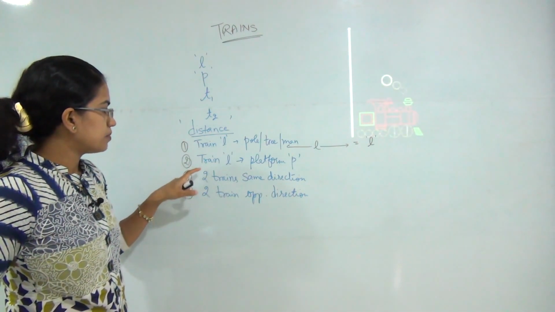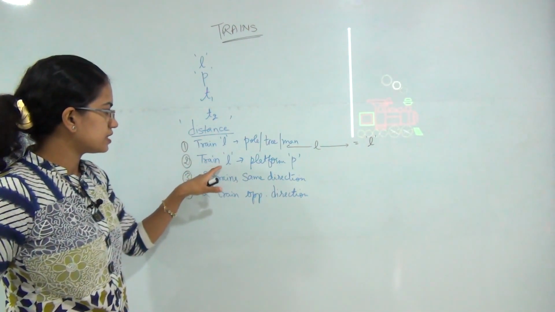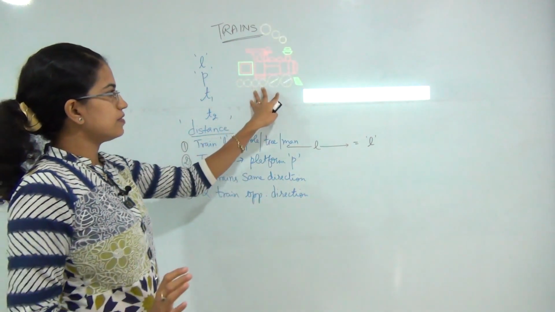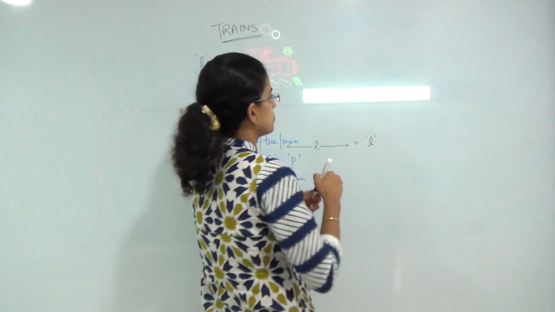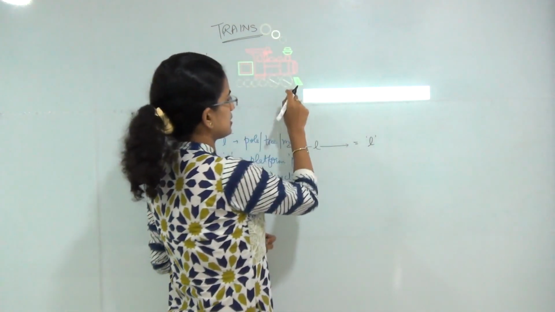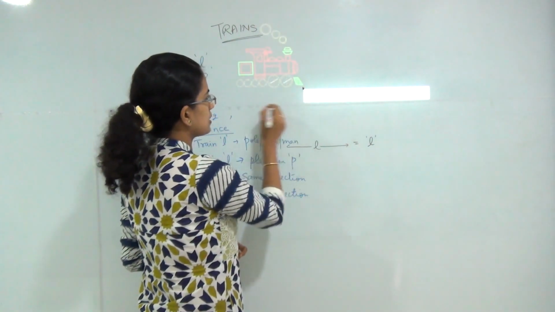Now let's take the second example where the train of length L is crossing a platform P. So you have, this is the platform and this is the train. So now the train has started from this point.